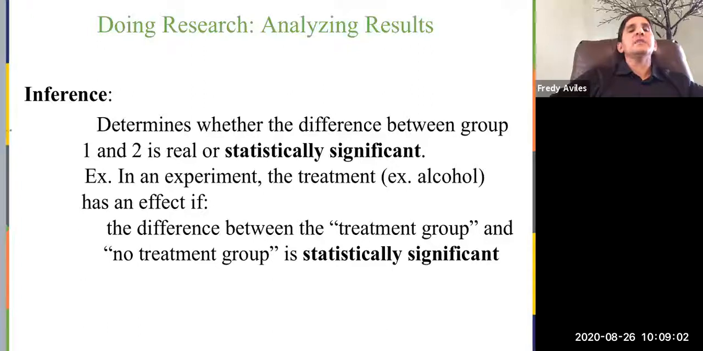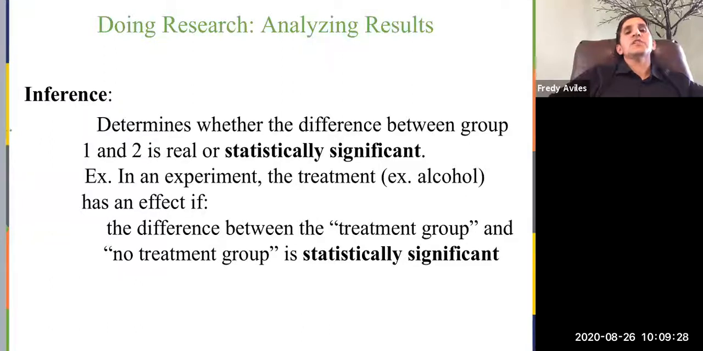And what that means is that we want to determine something by looking at data. We want to make some conclusion from our data. We want to test something. One thing we can do is determine whether there's a difference between group 1 and group 2. If there's a real difference between group 1 and group 2. If there is a statistically significant difference.